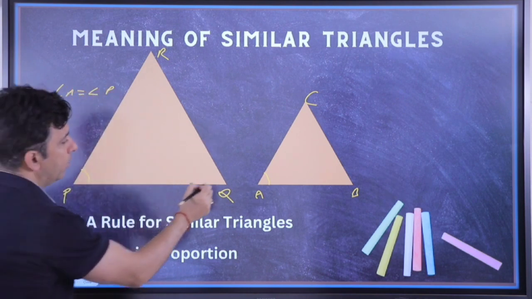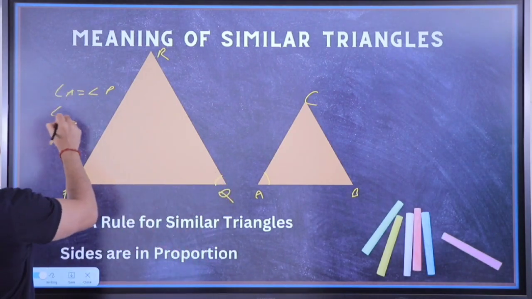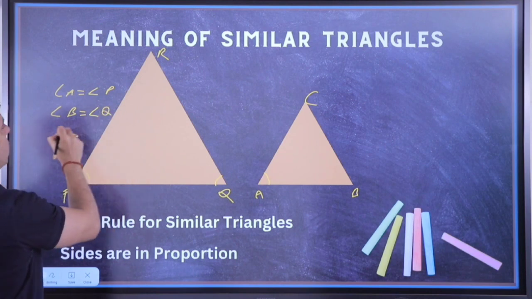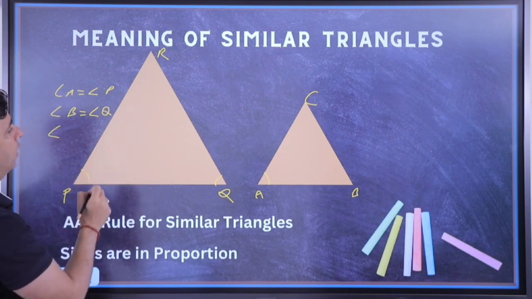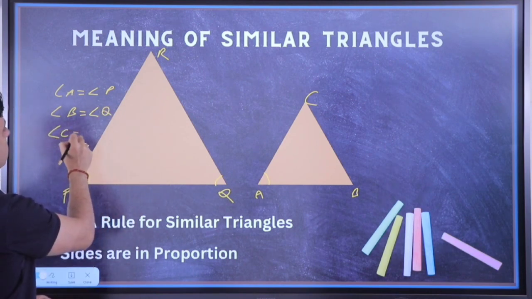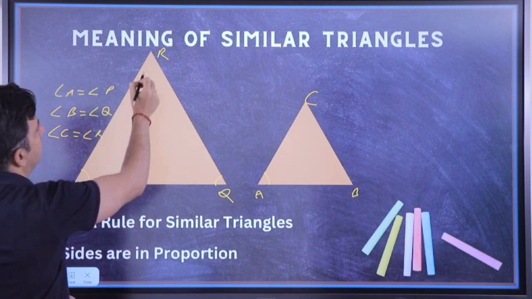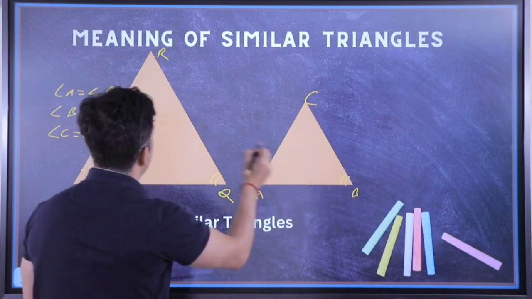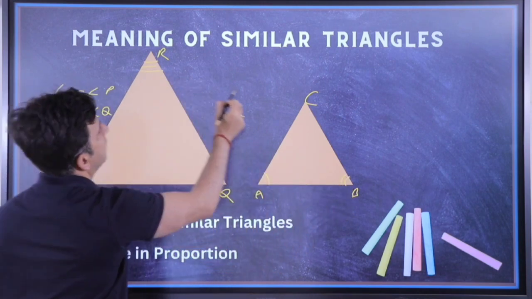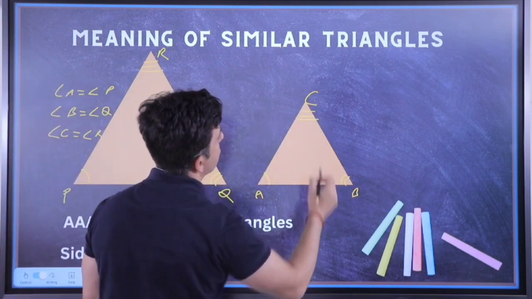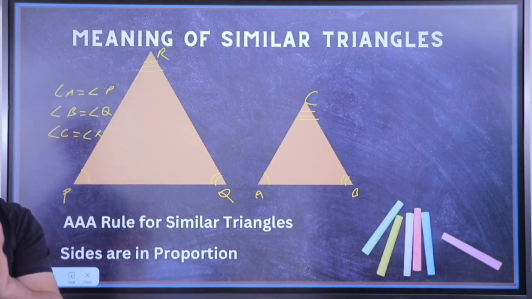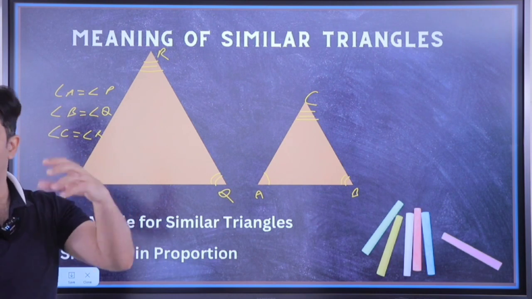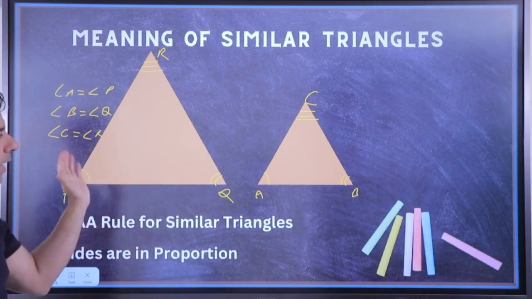Similarly, angle B should be equal to angle Q, and angle C should be equal to angle R. This angle and this angle are equal, this angle and this angle are equal, and this angle and this angle are equal. So we know that if two triangles are similar, then all the three angles inside the triangle would be exactly the same.